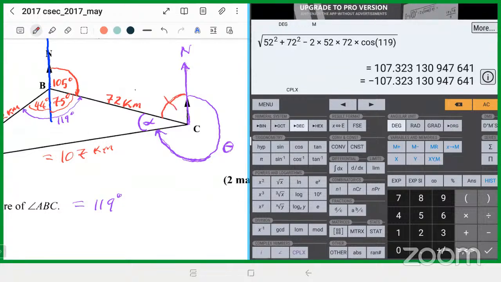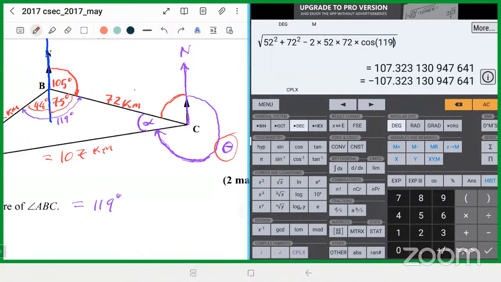So this angle plus the theta plus the alpha will be 360 degrees. And so the theta will be 360 minus these two. Now I know I can find this one using the sine rule. But what is this one?